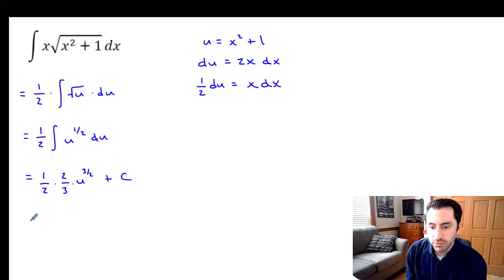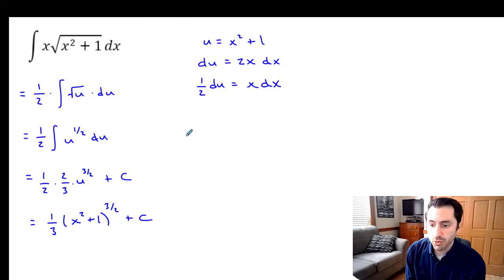And then to finish up, we'll resubstitute. So I can simplify these fractions as well. The 2's will simplify, so we're just left with 1/3. And then resubstituting for u, we're going to have (x squared plus 1) to the 3/2 power, and our constant plus c. And here's our final answer.